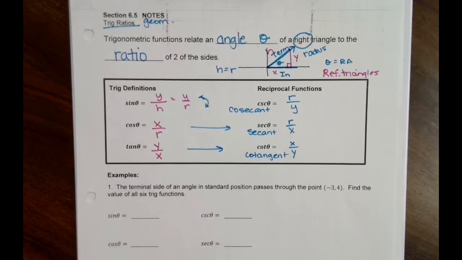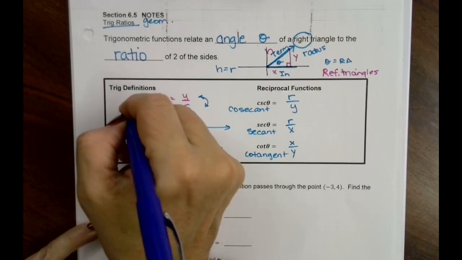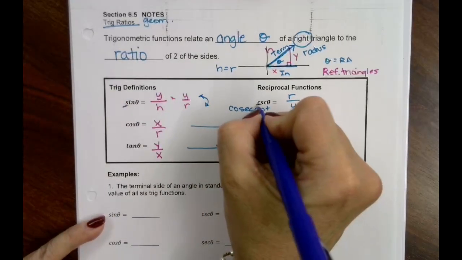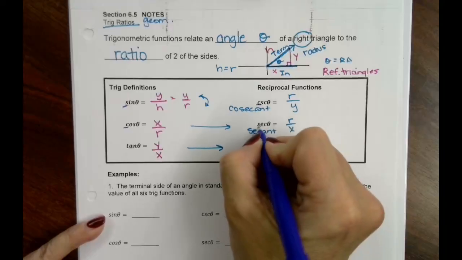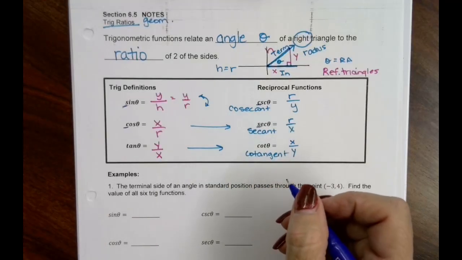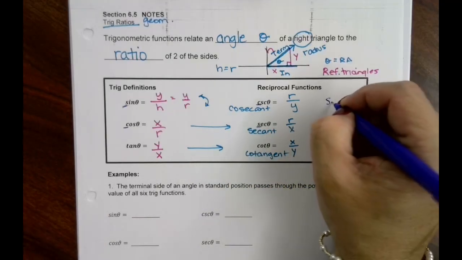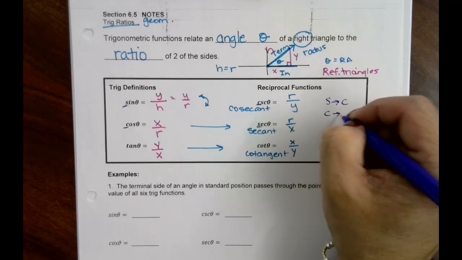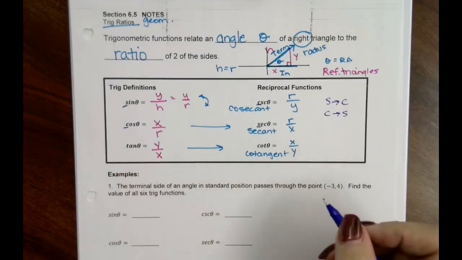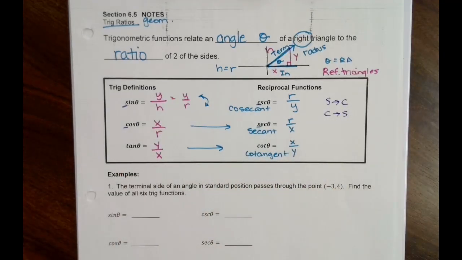Just a silly way that I remember these, because I always have to have some little thing, is that if you look, this is an S, and this is a C, and this is a C, and this is an S. So it's kind of opposite of what you would think. The S goes with the C, and the C goes with the S, and then tangent, cotangent, that's pretty easy. The tangents stay together.